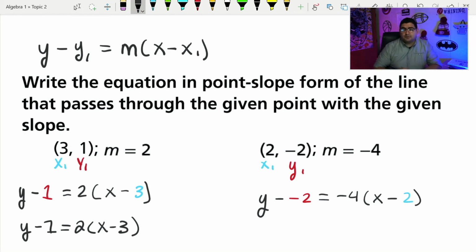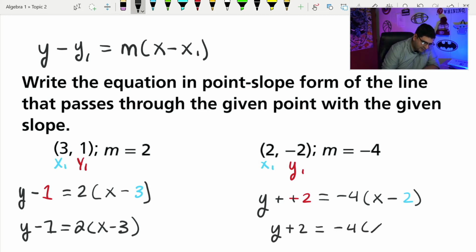And this one we can sort of clean up a bit. Here I have a negative next to a negative, a double negative. We know that in math, this would turn into a positive. So really what I have is y plus 2 equals -4 times x minus 2. And there we have it.